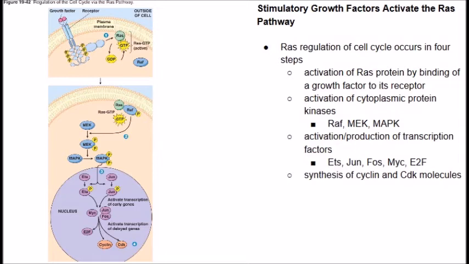Inside the nuclear membrane, that's where you see there's different transcription factors. There's 2, I'm sorry, ETS and JUN. So those get phosphorylated, and then they activate transcription of the early genes, which are those 3: the JUN, FOS, and the MYC. That's going to activate the transcription of delayed genes.